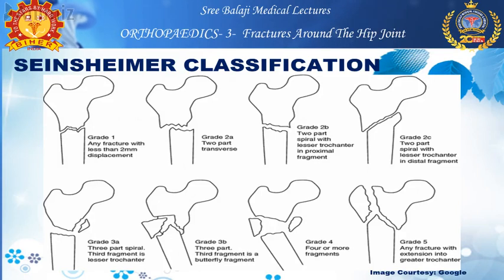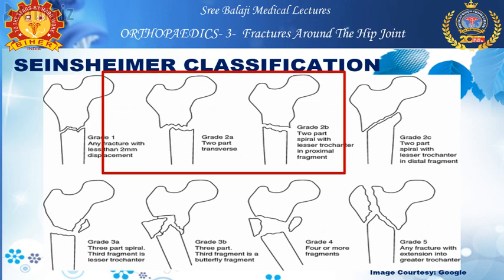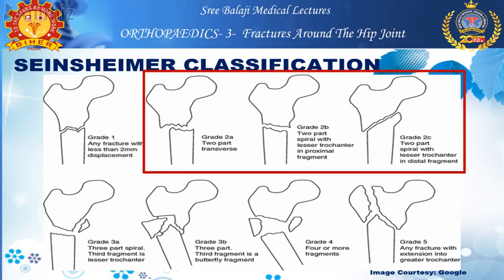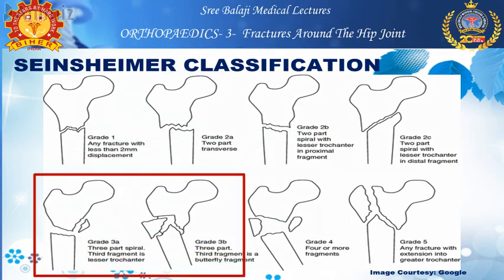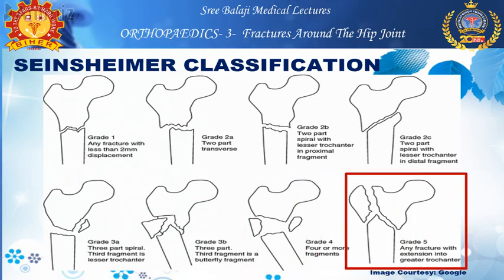Seinsheimer's classification. Grade 1, any fracture with less than 2 mm of displacement. Grade 2A, two-part transverse, minimally displaced, whereas grade 2B is two-part spiral with the lesser trochanter in the proximal fragment. Grade 2C, two-part spiral with the lesser trochanter in the distal fragment. Grade 3A, three-part spiral, where the third fragment is the lesser trochanter. Grade 3B, the third fragment is a butterfly fragment. Grade 4, four or more fragments. Grade 5, any fracture with extension into the greater trochanter.